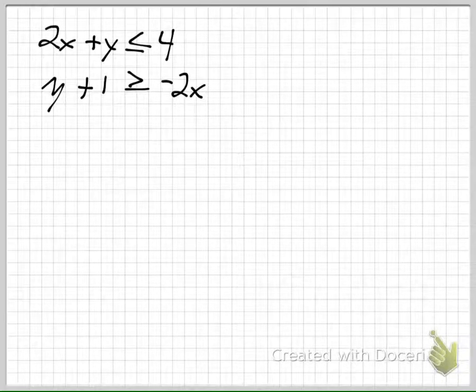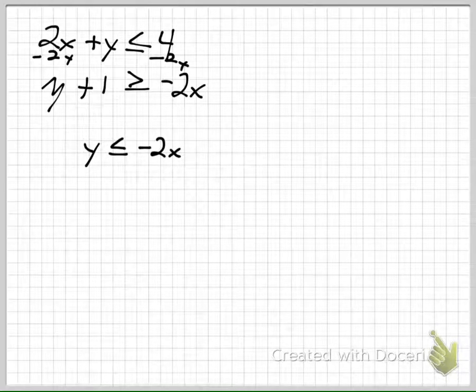The first thing, what do I have to do here to make that thing graphable? Get y alone. So I have to go minus 2x, minus 2x. That would then be y is less than or equal to negative 2x plus 4. Right? Okay, he's good now. He's been changed.